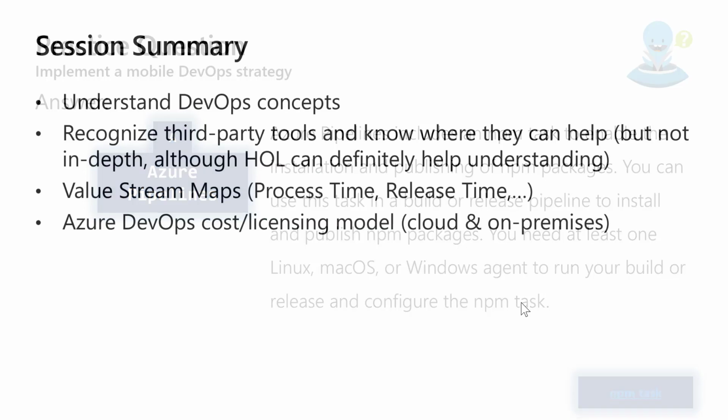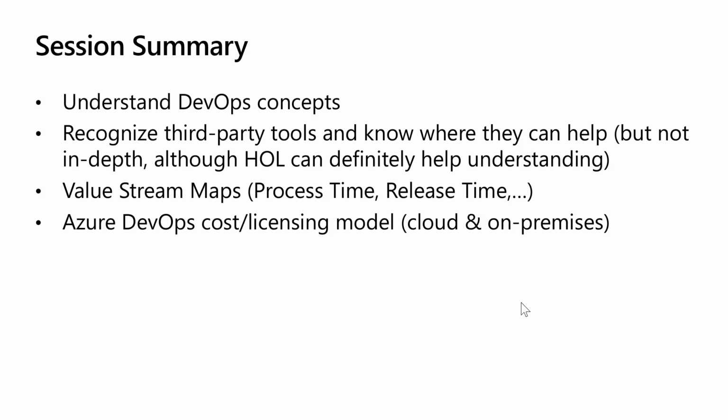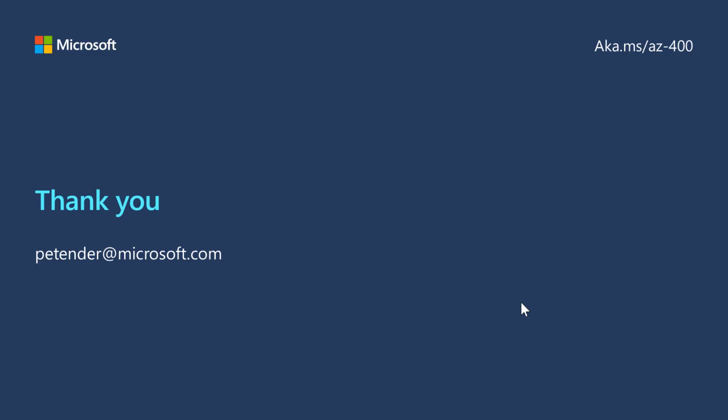And with that, we're at the end of this first exam objective topic, where in a nutshell, I talked about understanding overall DevOps concepts. You should be able to recognize third-party tools without being an expert on each and every one of them, and knowing where they can help. You need to know the value stream maps, where again it points at how valuable this Azure DevOps process is for my business, knowing the process time, the lead time, the release time, and knowing the details about cost and licensing.